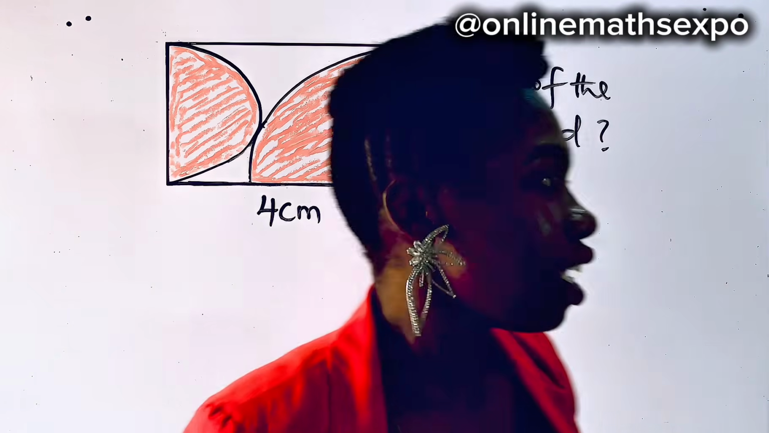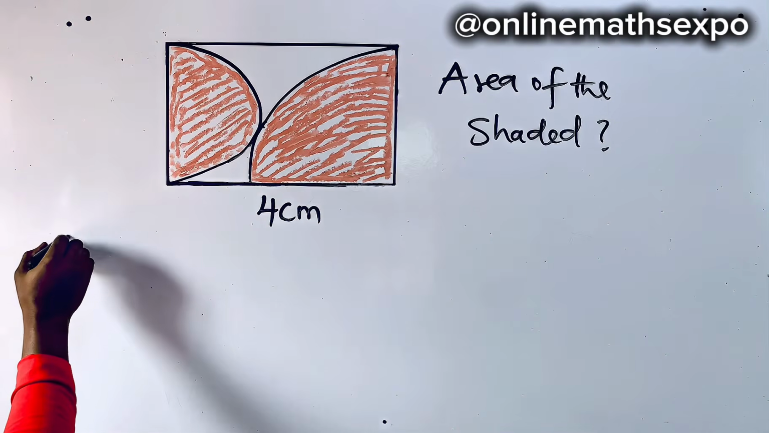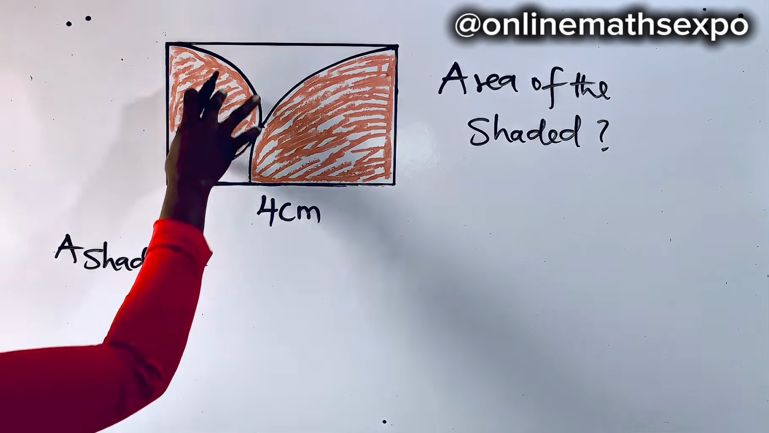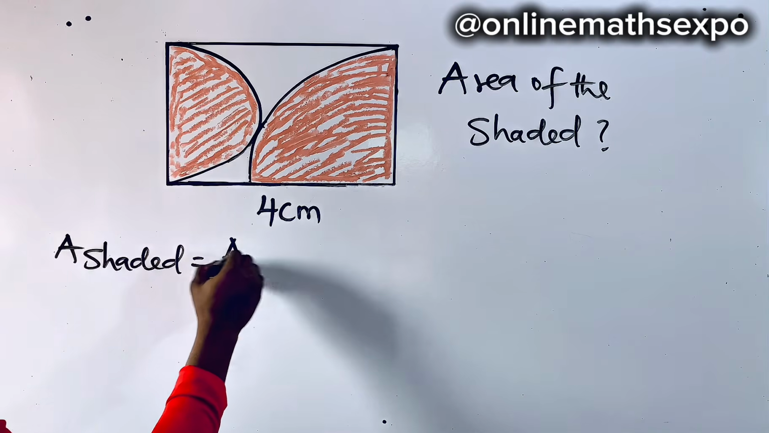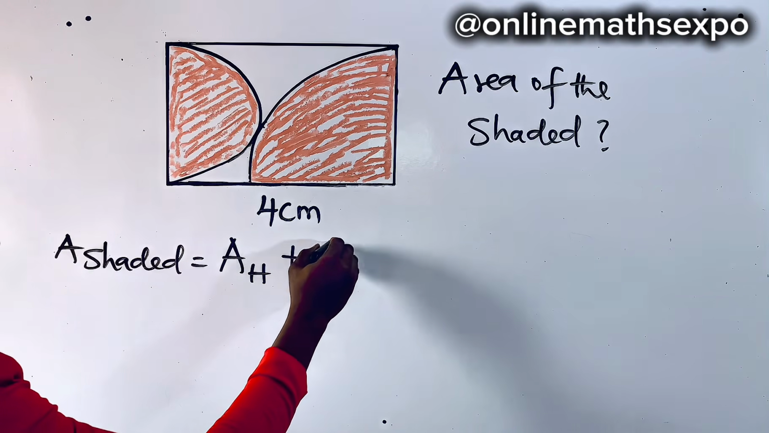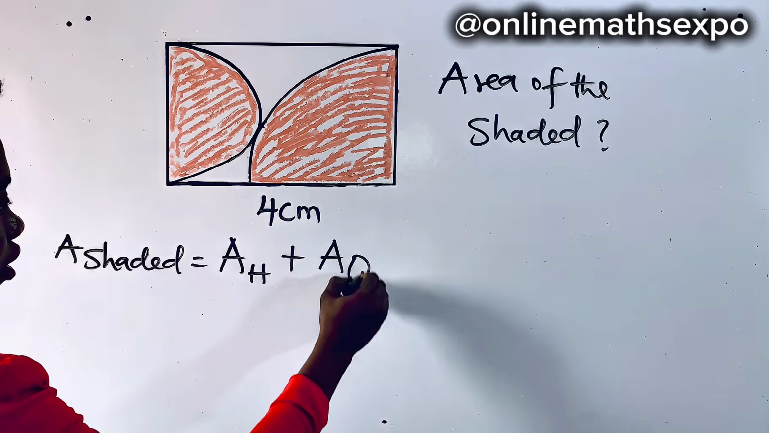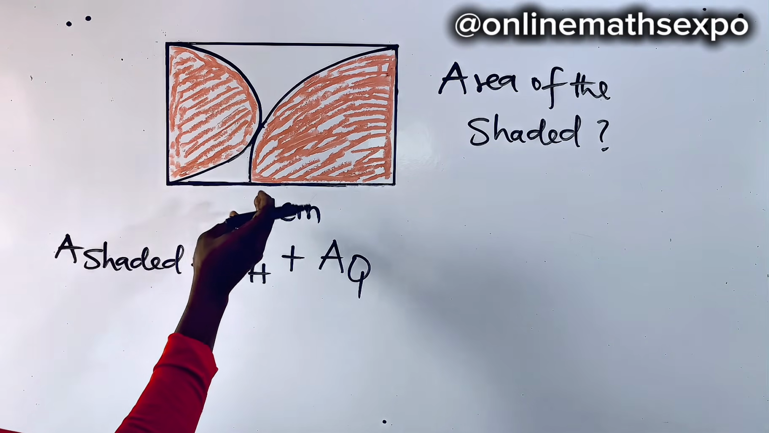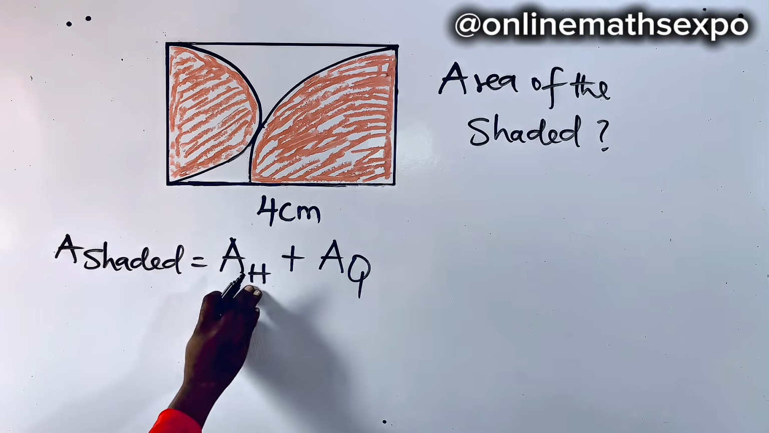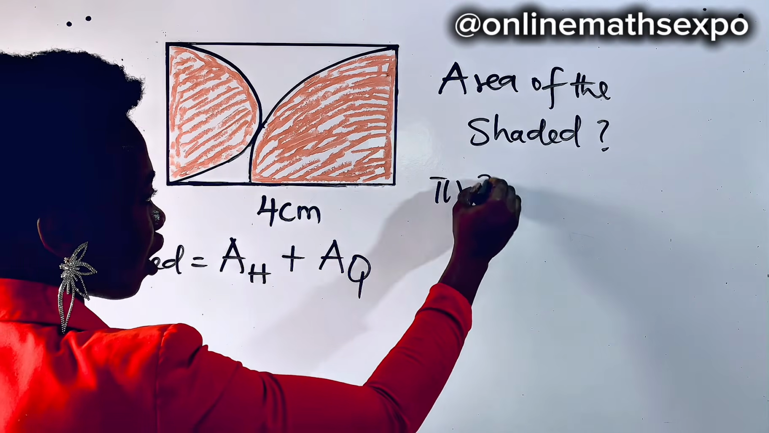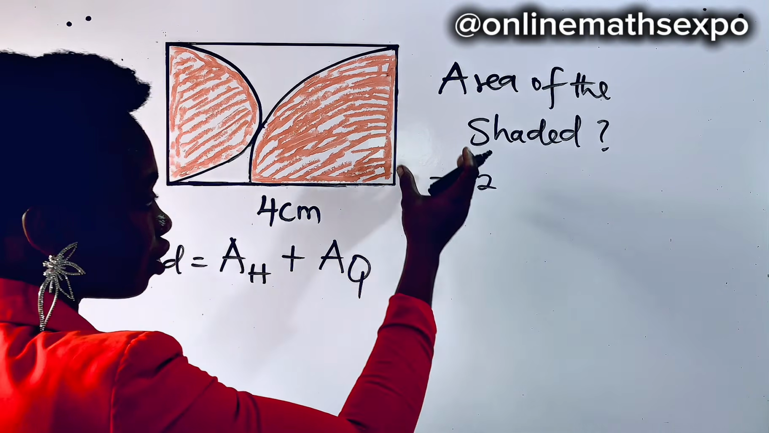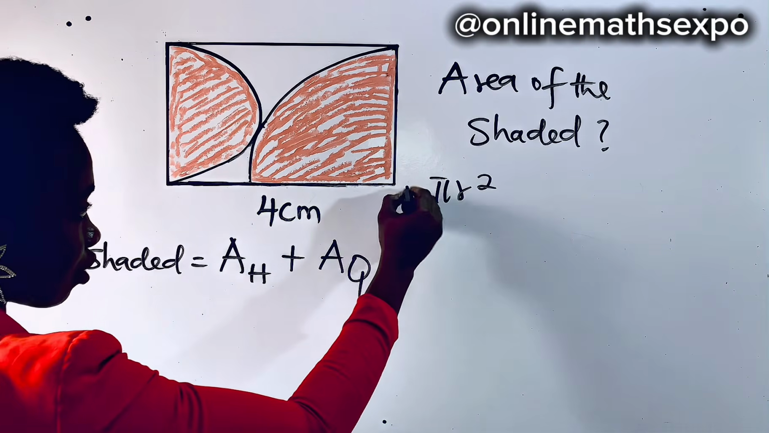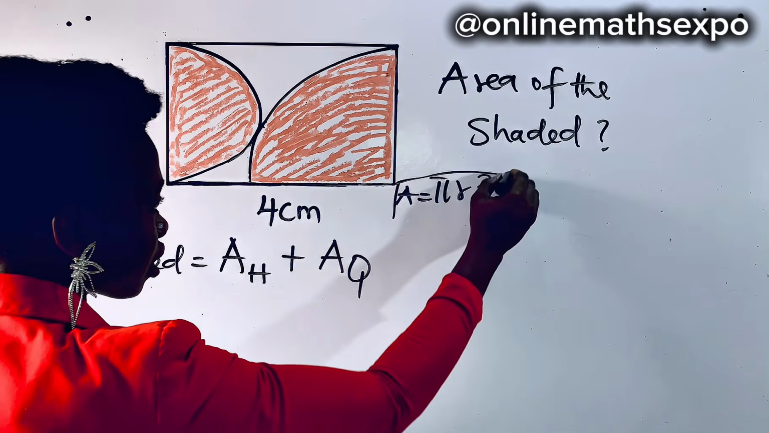It's just so easy. Now, we have it that the area of the shaded will be equal to the area of the half circle plus the area of the quarter circle. For the half circle, you know too well that for the area of a half circle, you get the area of a full circle, then you divide it by 2. It gives you that of the half circle. This is the area of a full circle.